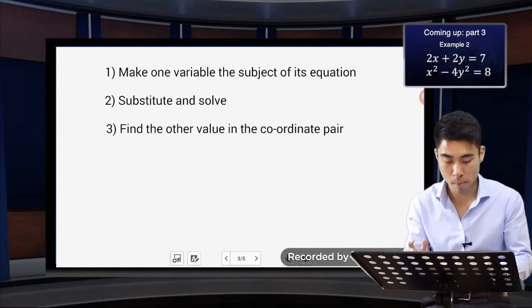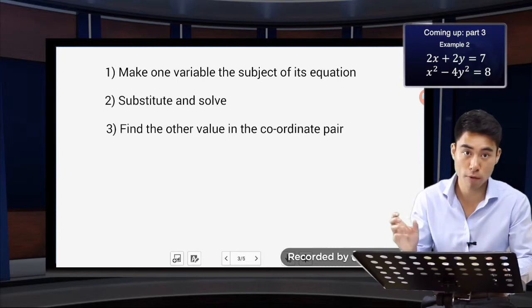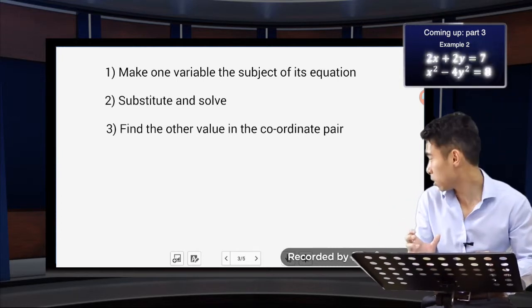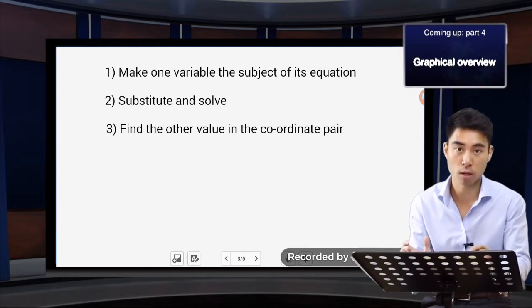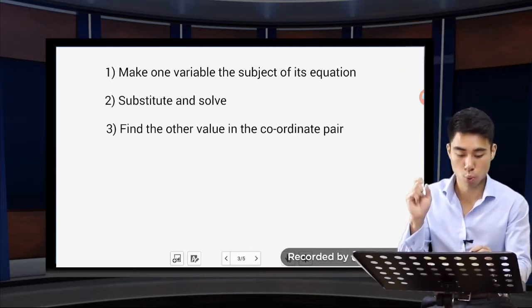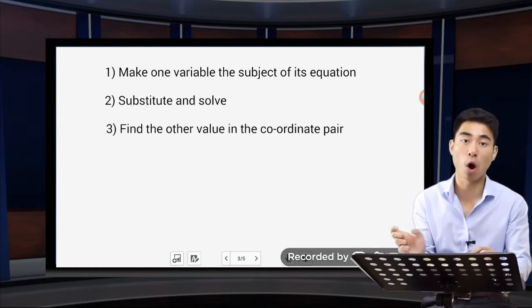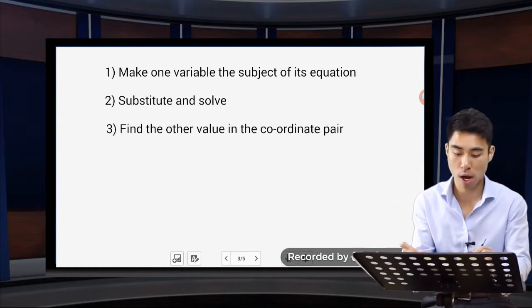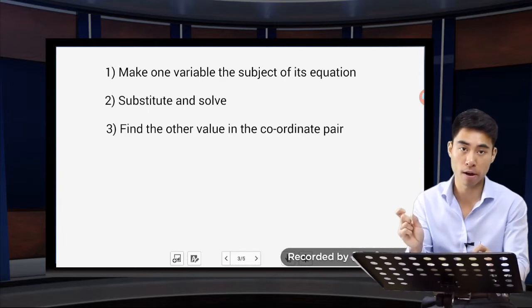So if you think back to my last video, steps are up there on the board, and I'll just whiz you through the example we looked at last time very quickly. So steps. Number one, make one variable the subject of its equation. So you're rearranging either of the two equations such that one of the variables is the subject of that equation, i.e. you have either x or y by itself on one side of the equation. Step number two, you're going to substitute that rearranged equation into the other equation, and then you're going to solve for one of the variables.